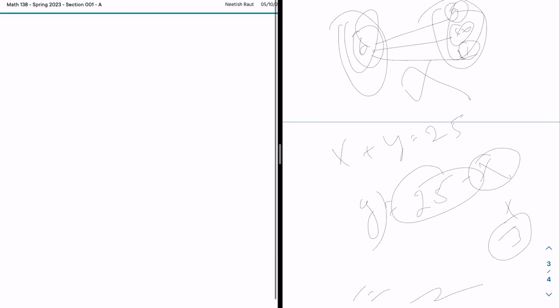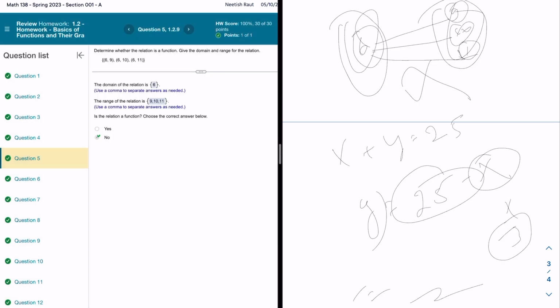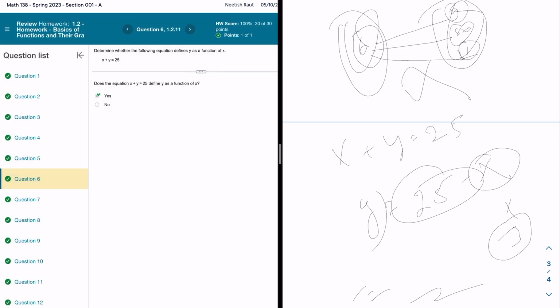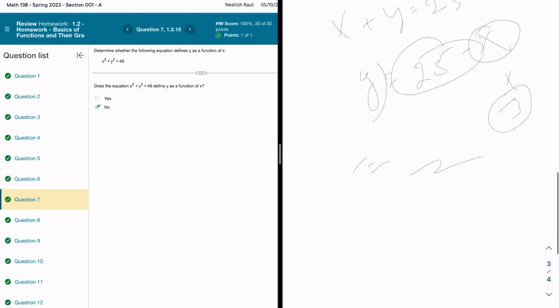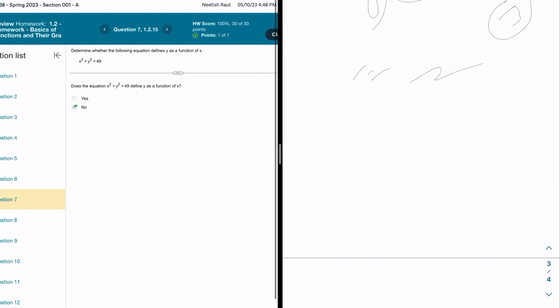Oh, it's not working. Which question are where we? It's done, right? Yeah. Done. Okay, so determine whether the following equation, okay, same question, but the equation is different. Oh, it's not working.